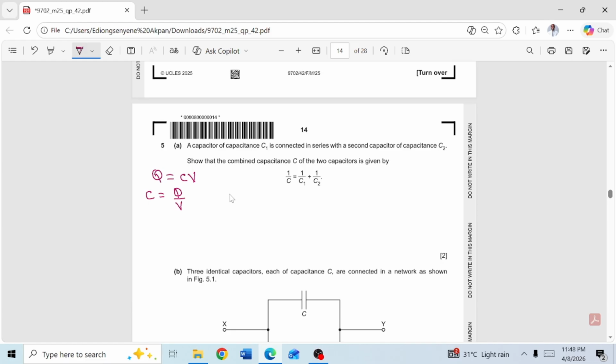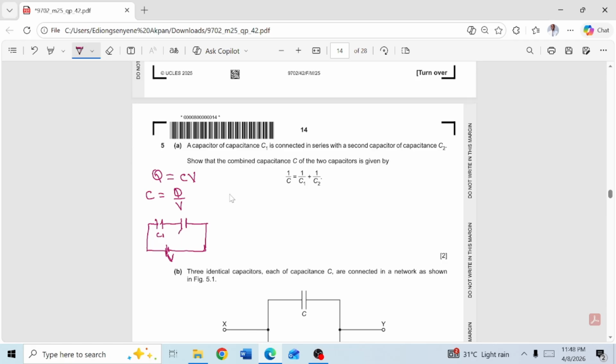How did we arrive at this equation? Let me show you how we came to that. When we connect capacitors in series, and you know this is revision, with revision I need to touch a few other things so that it helps you.